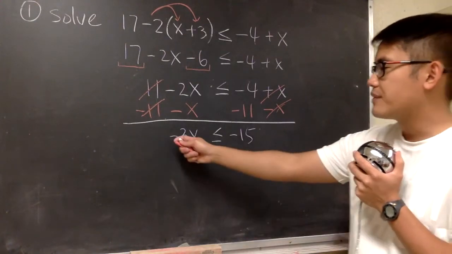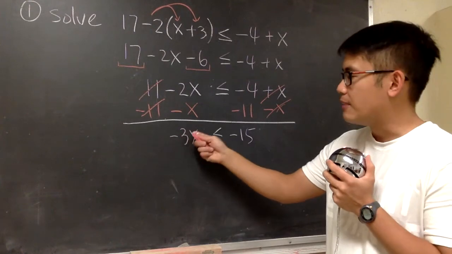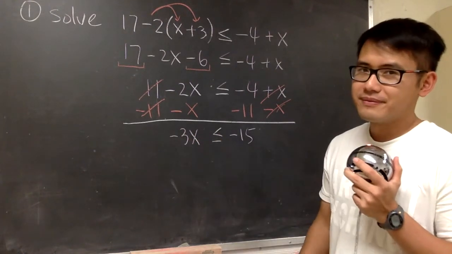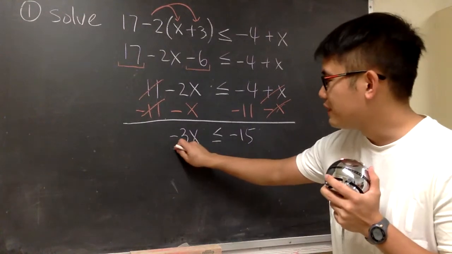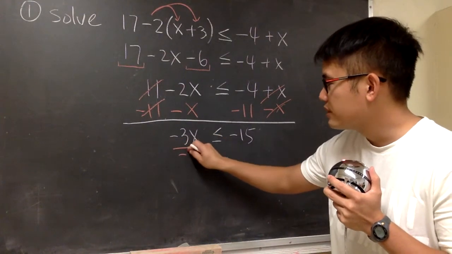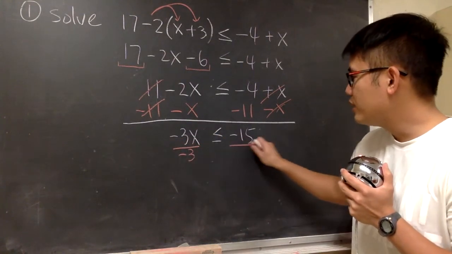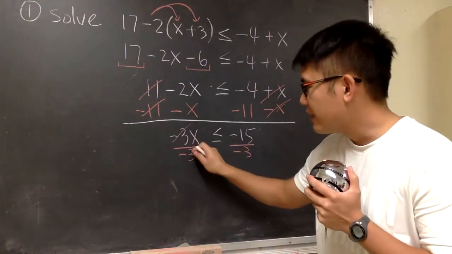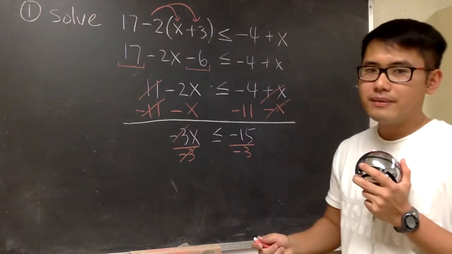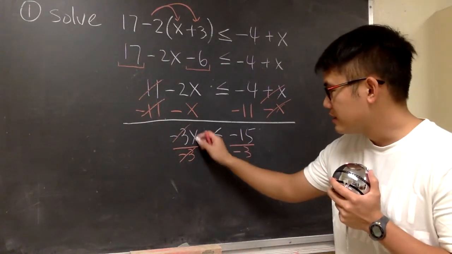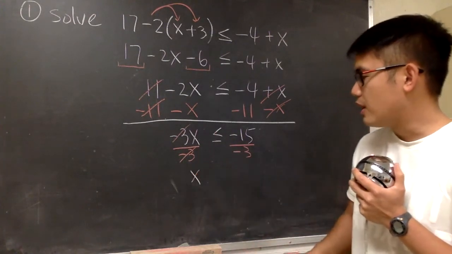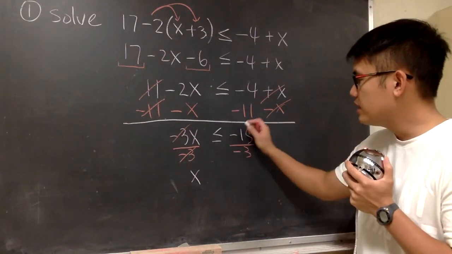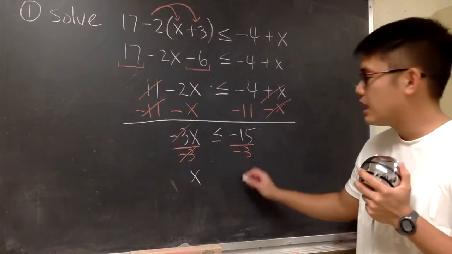Now, we have negative 3 times x. What should we do to get rid of the negative 3? The answer is, we are going to divide by this number, which is negative 3. Likewise, we divide this by negative 3 as well. This way, this and that will be cancelled. So now let's work this out. This is just going to be x by itself. And negative 15 divided by negative 3, we get what?